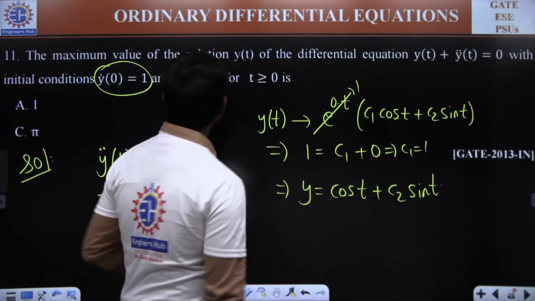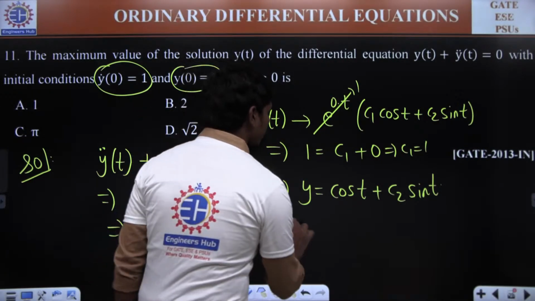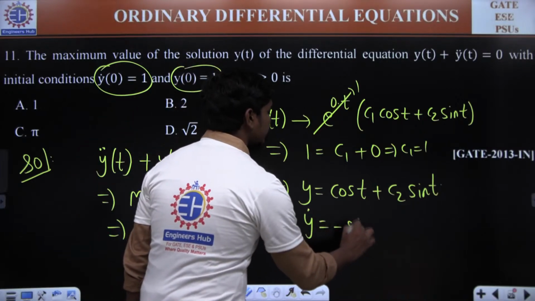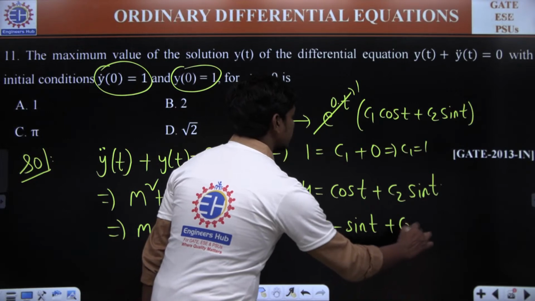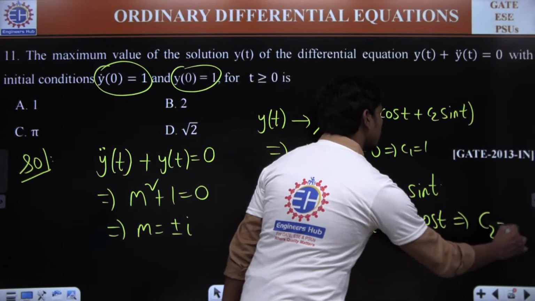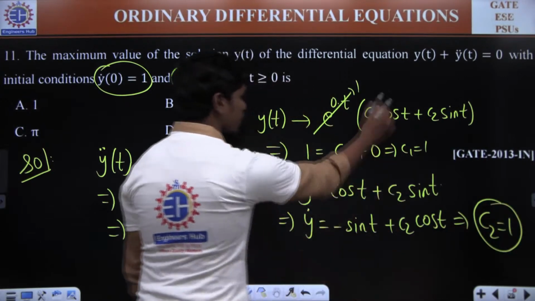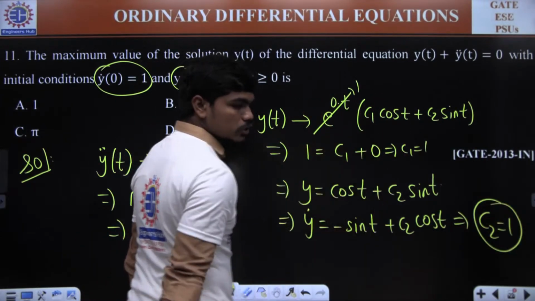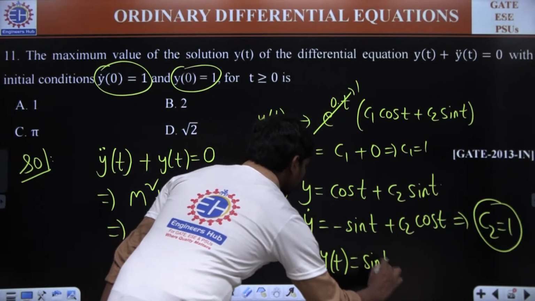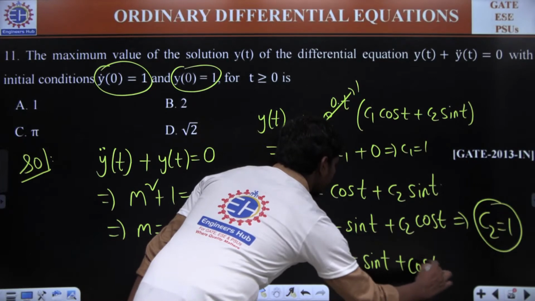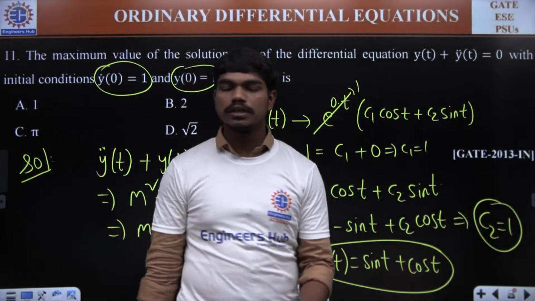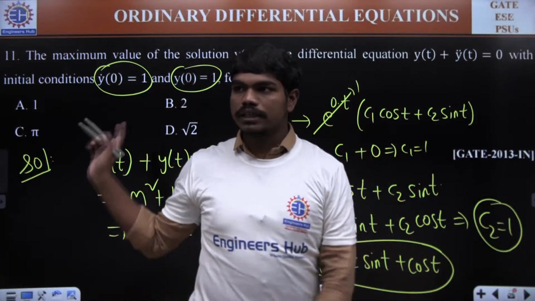Now they have given y dot of 0 is equal to 1. So y dot is nothing but minus sin t plus c2 cos t. From this we get c2 is also equal to 1. So with c1 equal to 1 and c2 equal to 1, y of t is equal to sin t plus cos t. This is the particular solution for this problem under the given initial conditions.